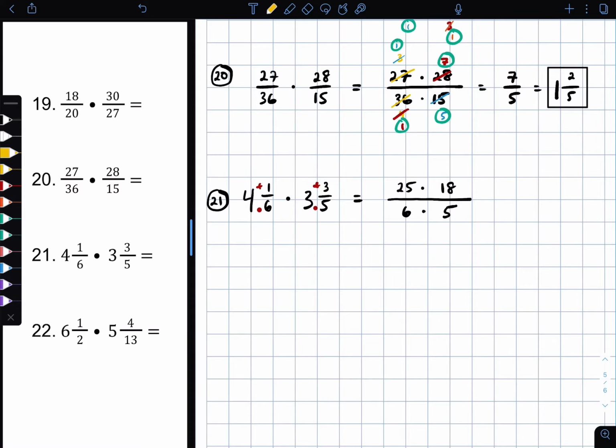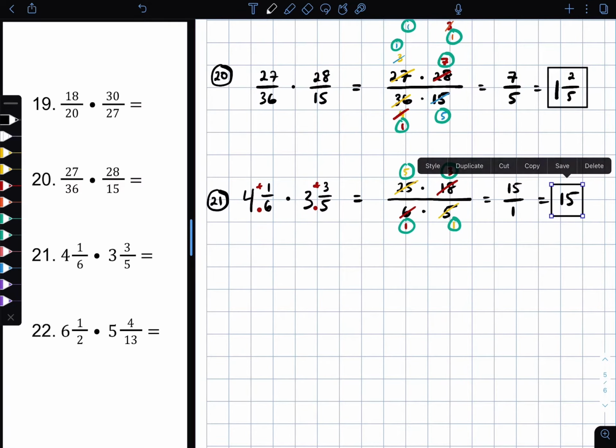Looking here, I think 5 and 25, you can divide both by 5, and you get 5 and 1. And then looking at 6 and 18, you can divide them both by 6 to get 1 and 3. So I think that's it. 5 times 3 on top, 1 times 1 on bottom. So 5 times 3 is going to be 15, 1 times 1 is going to be 1, and so we have 15 for our final product here. Okay, that's 21.